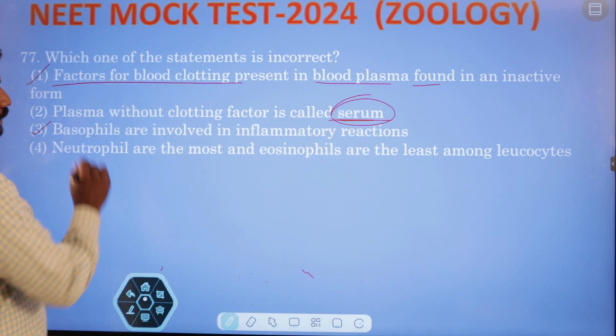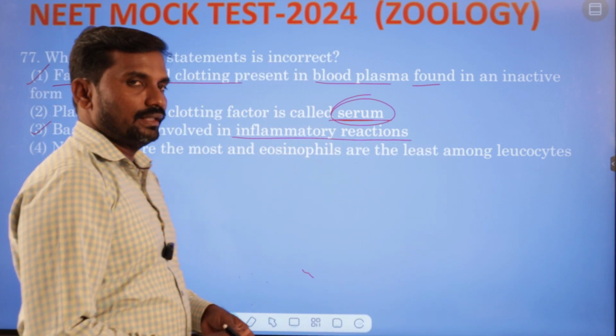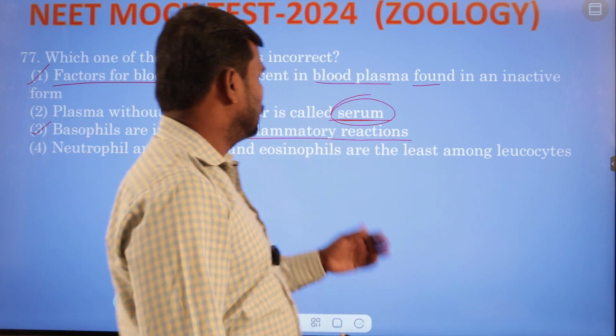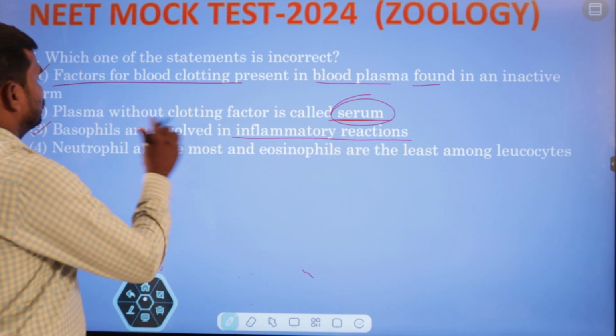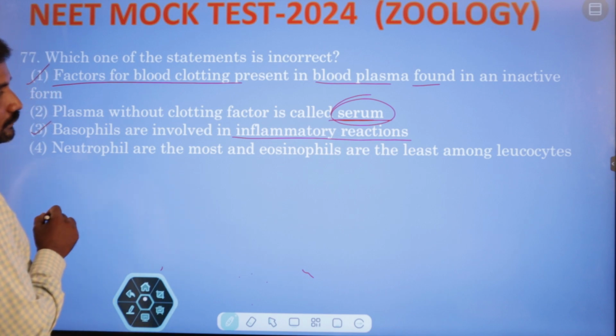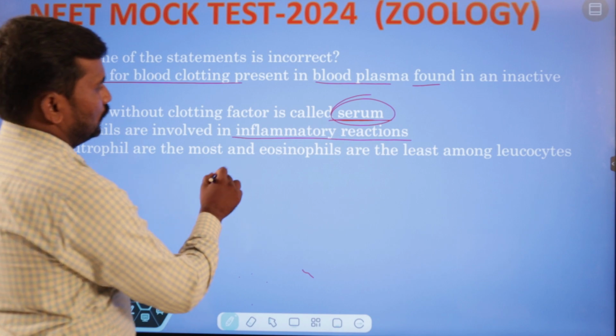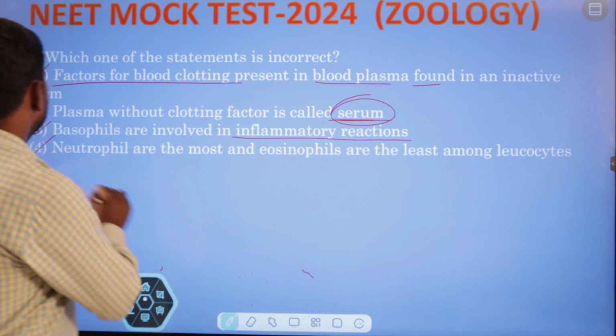Basophils are involved in inflammatory reactions, with substances like histamine, serotonin, and heparin directly involved. This is also correct. But the fourth one says neutrophil is the least abundant. Neutrophil is the most abundant and eosinophil is the least. This is the incorrect statement.